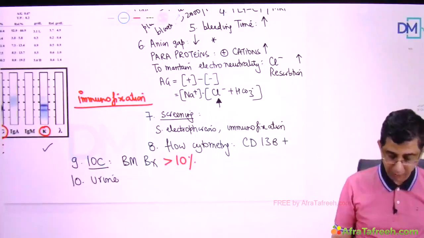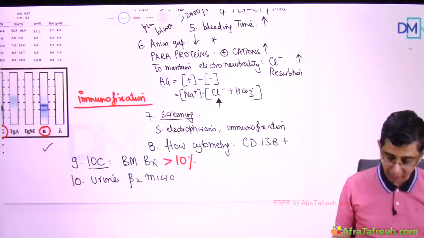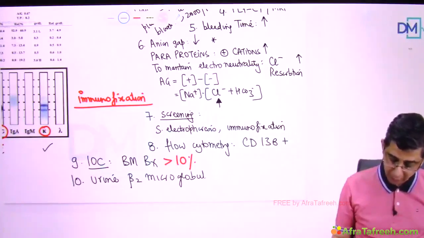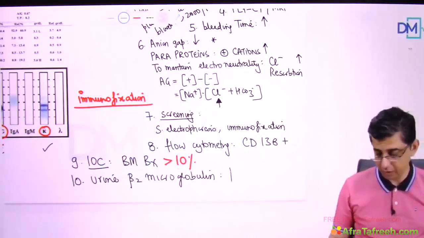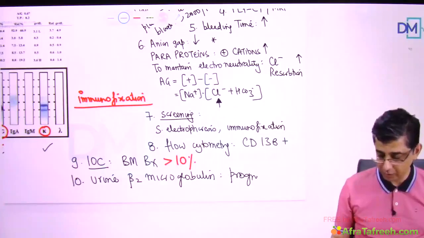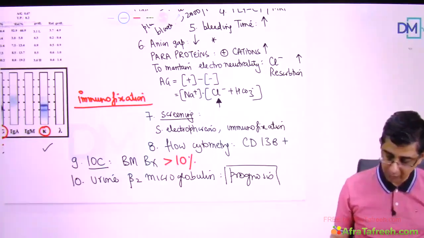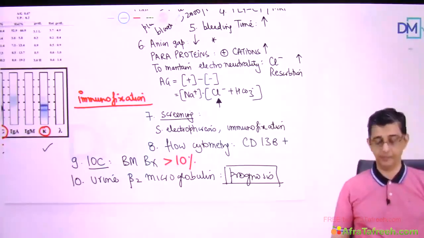In the urine of this particular individual, we will also be checking for values of beta-2 microglobulin. The reason why we check for urinary microglobulin is that this is the best test for prognosis of patients of multiple myeloma. Beta-2 microglobulin is a prognostic marker.